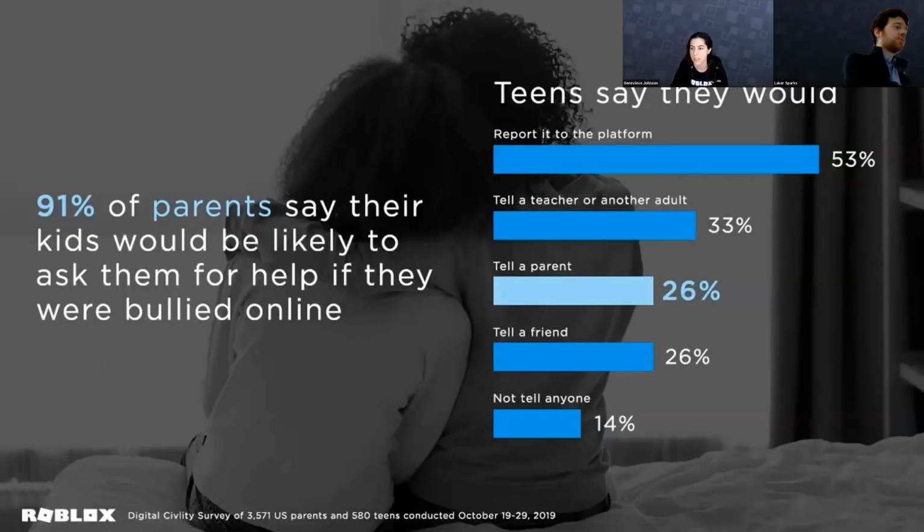Where the disconnect still continues, 91% of parents said their kids would be likely to ask them for help if they were bullied online. As you can see here, this is very different from a teenage point of view. Only 26% of them would actually go and tell their parents. In fact, they'd pretty much do anything else. So they'd report it to the platform. They'd go and tell a teacher, you guys, or another adult, and then tell a parent. So I think it's really important that parents understand that they're not the first port of call, and that educators feel confident that they, the educators now, are actually probably the first port of call should something go wrong. And that's really important to hear.